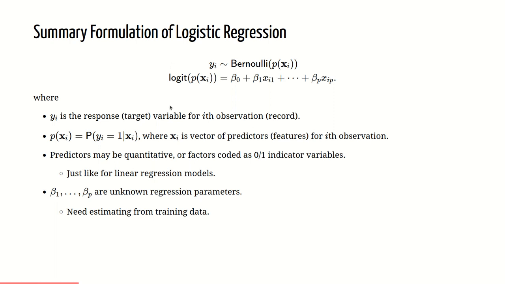Okay, so that's the formulation for logistic regression. We have a target which is basically 0 or 1, or just two classes. And then xi is our vector of predictors or features for that observation. Because it's a linear model, this bit of it anyway, our predictors can be numeric or categorical because we can encode them using indicator variables, just like for linear regression models. These betas are unknown regression parameters, and they will be estimated from the training data.